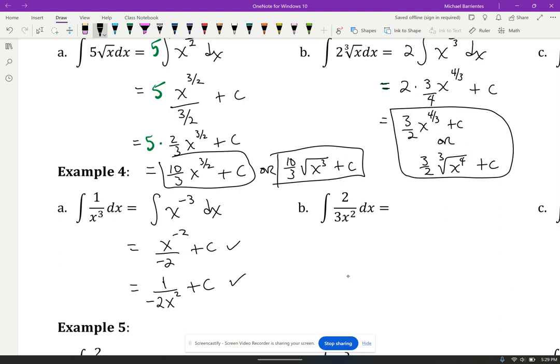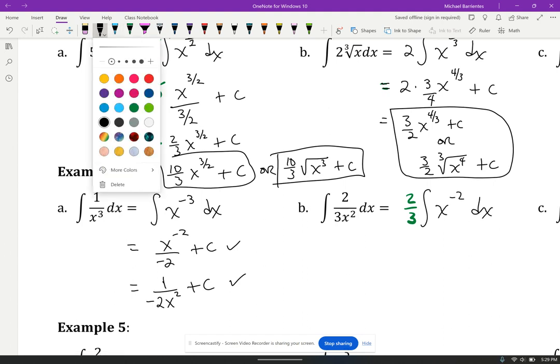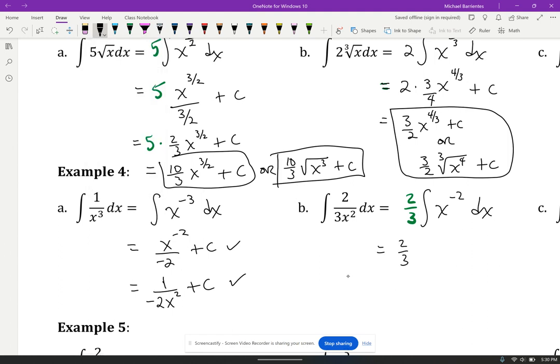When I do letter B, there's a constant, 2/3. So I'm going to pull that out, 2/3. And I'm going to rewrite what's left, which would be 1 over x squared. That's x to the negative 2. And now let's do the reverse power rule. Add 1 to the exponent, divide by the new exponent, plus c.